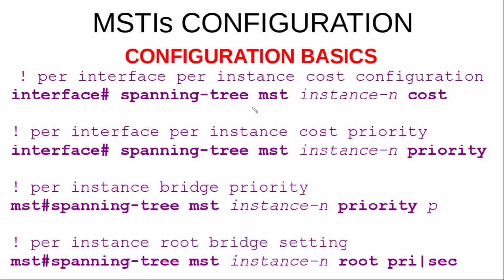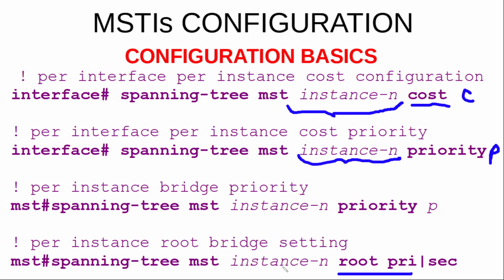You can configure different priorities and different costs on your switches and on your ports, but you have to establish to what instance you are trying to apply these parameters. So remember to issue spanning-tree mst, the instance number, and the parameter that you want to change. For instance, to set up what will be your primary root bridge, you will issue spanning-tree mst, and then the instance number where this bridge will become the root bridge.